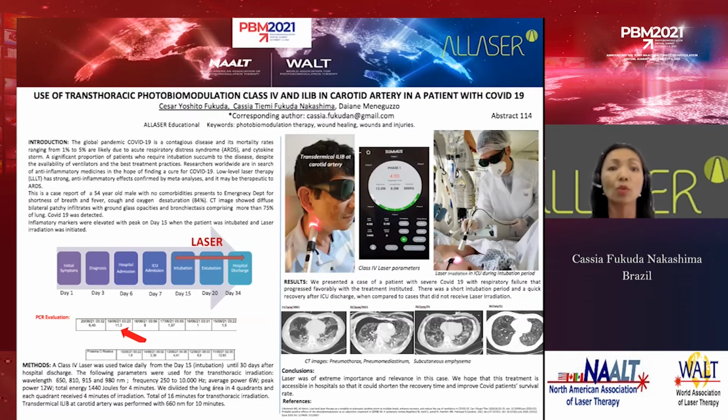Right below that, you have the PCR evaluation where you can see the date and the follow-up, where the PCR went from 1.5 until 11.3. That was the day of the intubation.